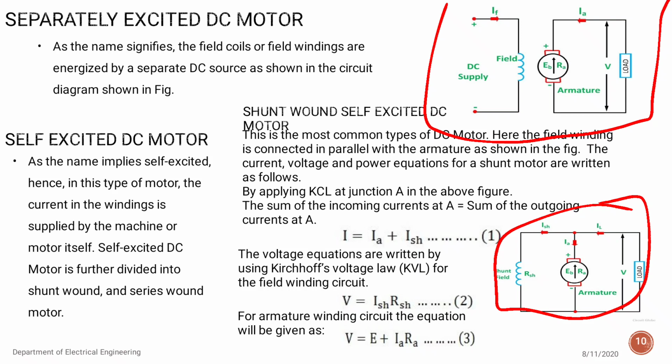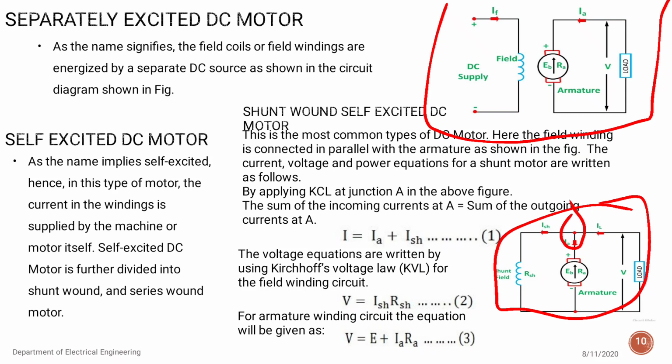Again we'll go for the voltage, power and current equations. If we apply KVL, in the figure I have shown a red dot. At that place we will consider this as a node.